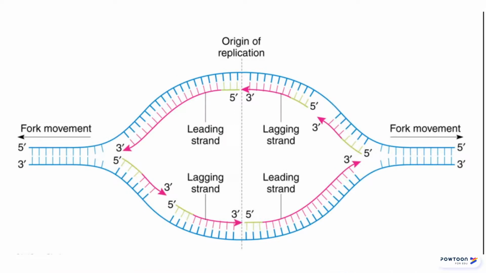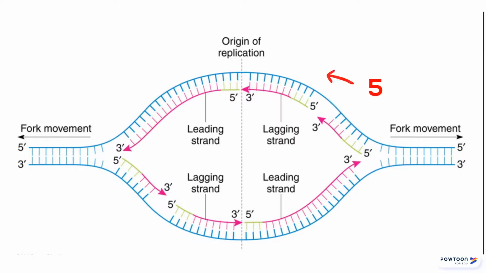So when we have our replication bubble, remember that double-stranded DNA is opened, and we have two different replication forks on either side. Each DNA strand has a direction of 5' to 3', and then RNA or DNA is going to be made on top of that in the opposite direction. So DNA is being synthesized in a 5' to 3' direction, starting at the 3' end of the template DNA.